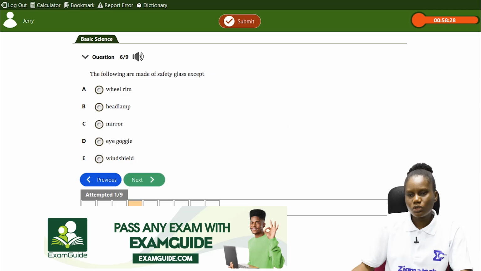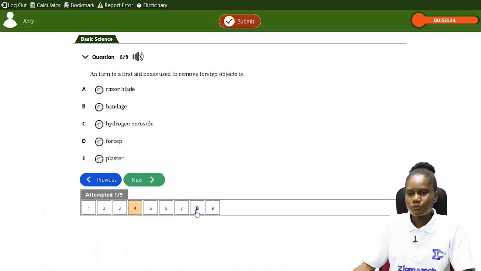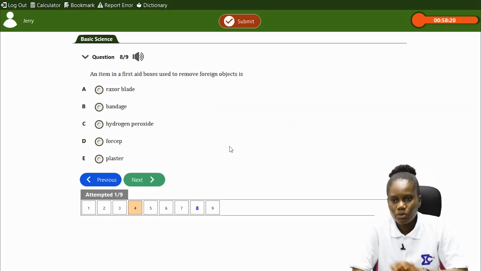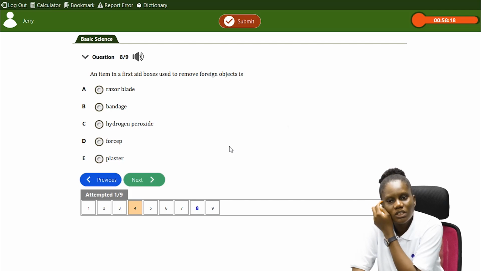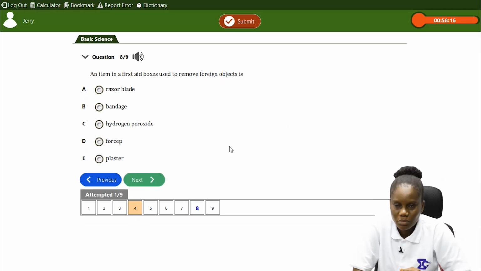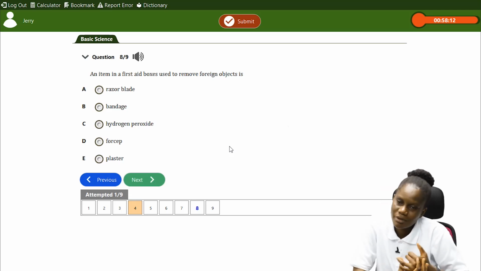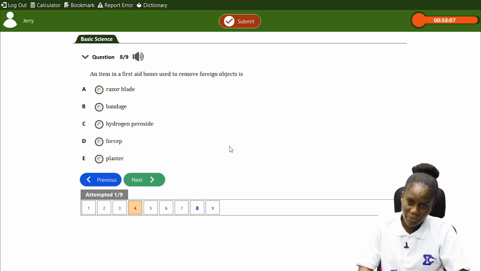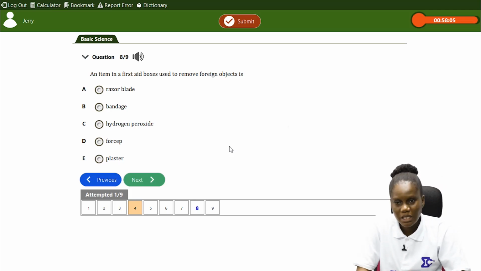I'll take another question, after which I'll allow you to try some by yourself. An item in a first aid box used to remove foreign objects is A, razor blade. Do you use razor blade to remove foreign objects? B, bandage. Do you use bandage to remove foreign objects? C, hydrogen peroxide. Do you use that? D, forceps, and E, plaster.